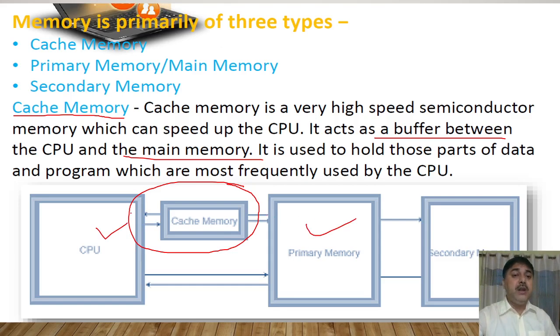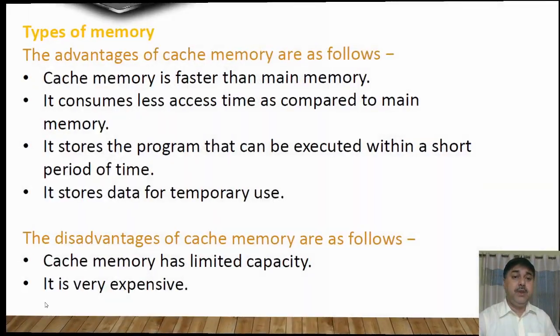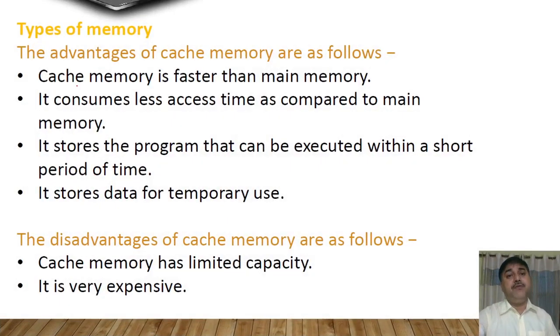That means it will take the data, it will store it here, and then it will send it again, it will store and send. So this way the process will be done frequently. Okay, so this is how we can organize it and how we can work on it. So see here, there are some advantages of the cache memory that I have made out, and I have given you the points.